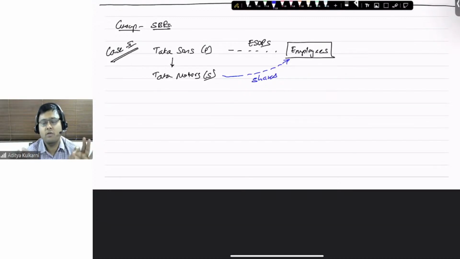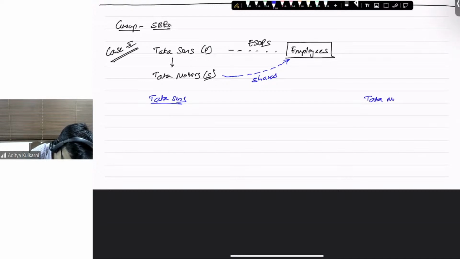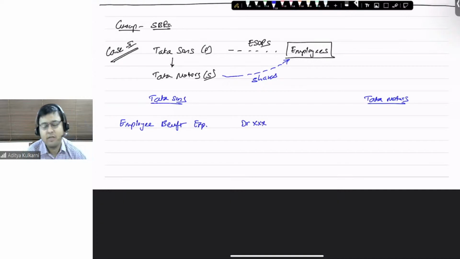So what is happening now? Employees are of Tata Sons and shares are going off Tata Motors. So if I have to look in Tata Sons books and if I have to look at Tata Motors, Tata Sons and Tata Motors, employees kahan kaam kar rahe hain? Employees are working in Tata Sons. So employee benefit expenses debit, ये तो यहां पे डेबिट होगा because employees have served Tata Sons.